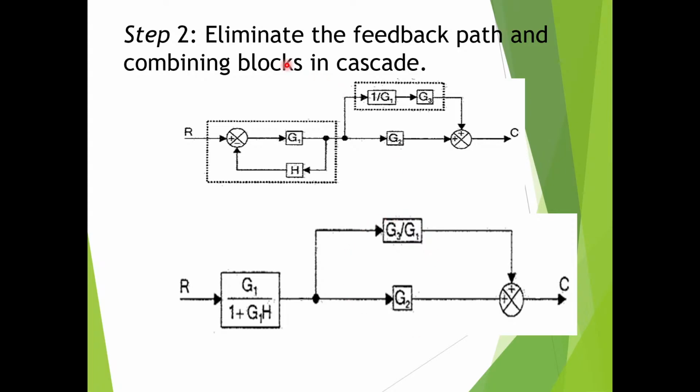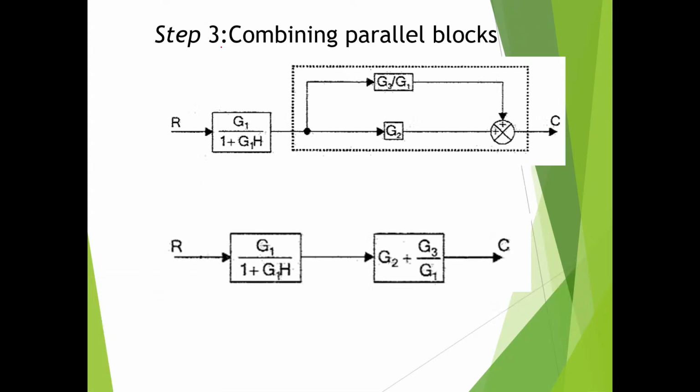So next step is what? Step number 3. Step number 3 is to eliminate the parallel paths, and after that you can get combined cascade blocks. Okay. I hope you have already written. Let us go to the next. So combining what? Parallel blocks. So these are the parallel.